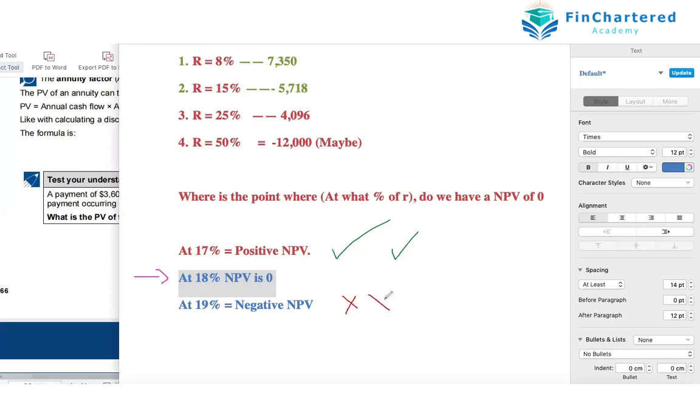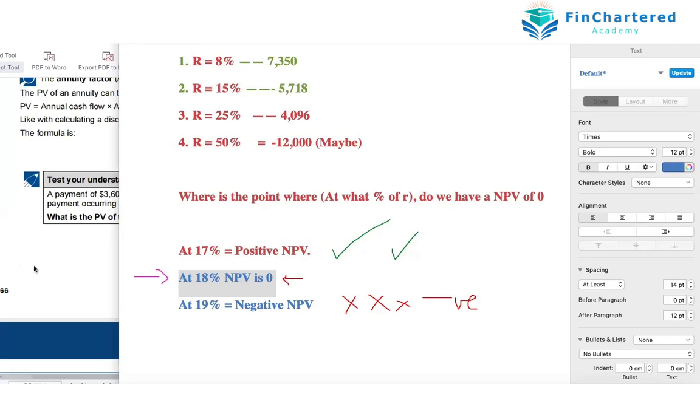But anything more than 18%, you know for sure, you don't even need to do the calculation. You know 100% that anything more than 18% is negative. You don't need to do the calculation. Why? Because you know that 18% is 0. So if it is more than 18%, you already know that it is negative.